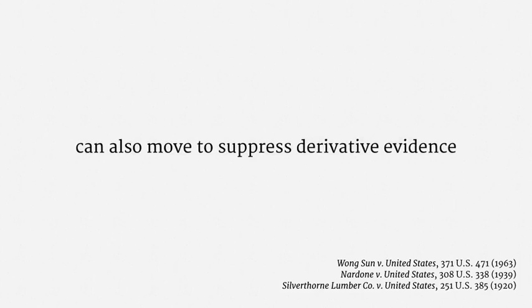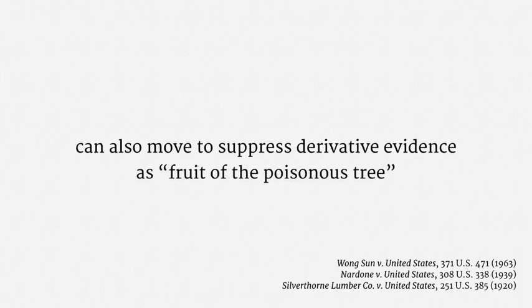A corollary to the exclusionary rule is that a criminal defendant can also move to suppress derivative evidence, that is, evidence developed because of the Fourth Amendment violation, as so-called fruit of the poisonous tree. There are exceptions to the fruits doctrine, where evidence arrives from an independent source, or where the evidence would be inevitably discovered. Those can be pretty tricky for prosecutors to navigate. So, thus far, the exclusionary rule seems quite protective of constitutional rights.